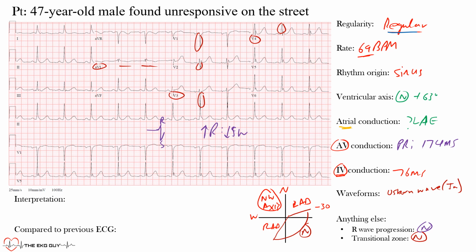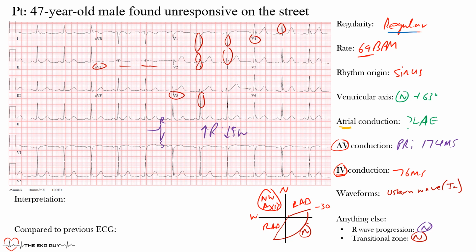If it were to come before, meaning become positive maybe here, and then this negative, that would be an early transition, or we would call that a counterclockwise rotation. And if it were to come after V4, we would call that a late transition, and that would be a clockwise rotation. All right, so now that we have all that information, what we do now is take this into context.